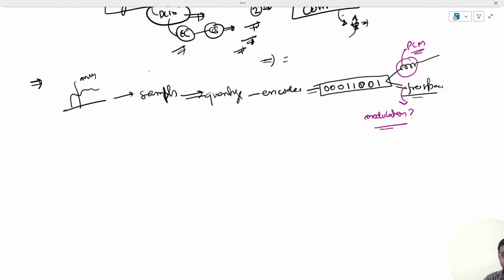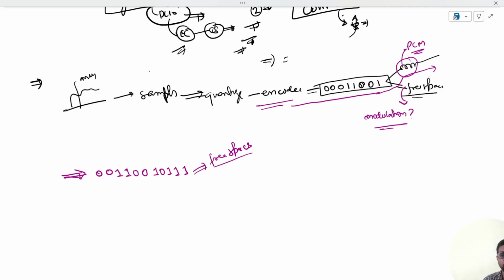So these are the bits. Suppose up to the encoder we have understood, and how the bits are transmitted through PCM we have understood. Now let us assume these are the bits for the samples that are quantized and encoded. These bits need to be transmitted through free space. When these bits are transmitted into free space, obviously we will need a modulation, and there are different types of modulation techniques.